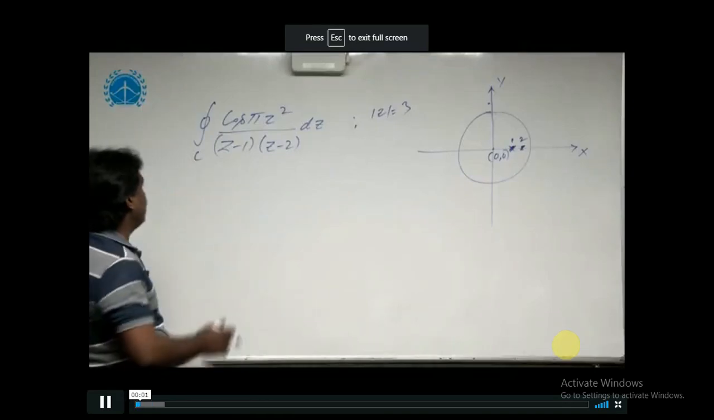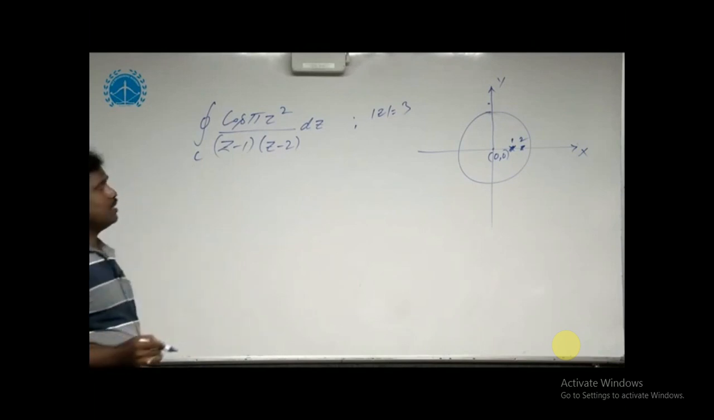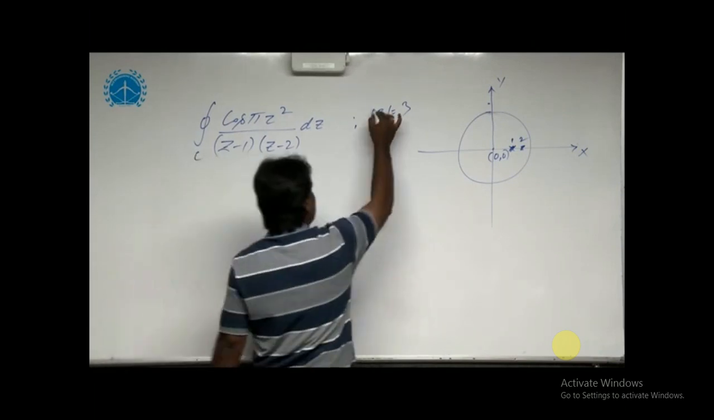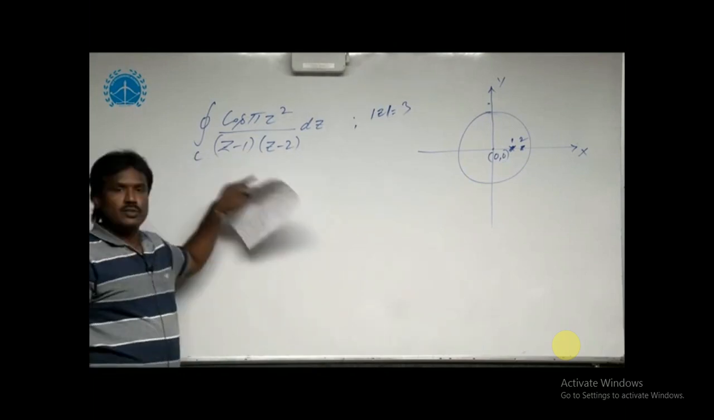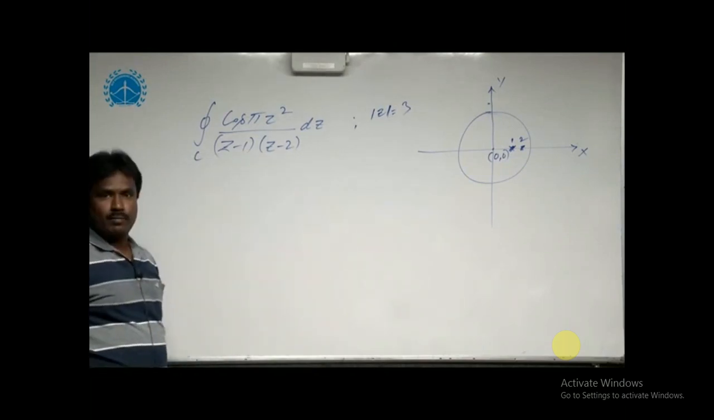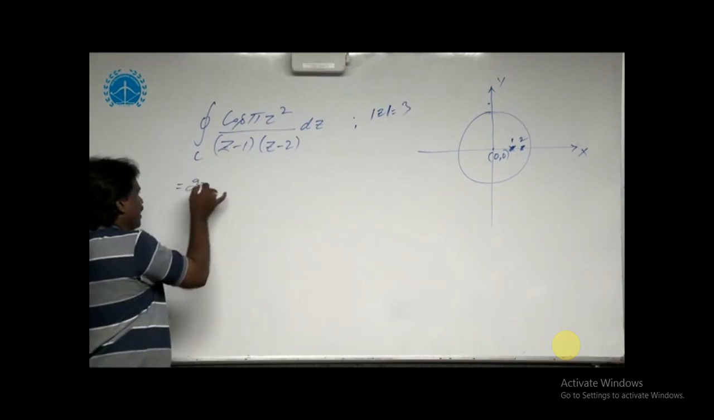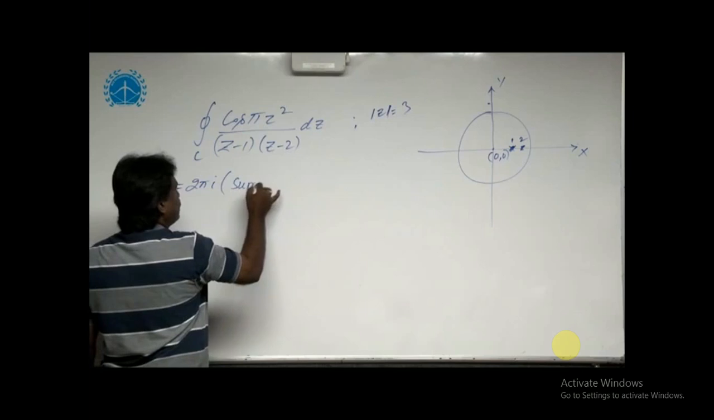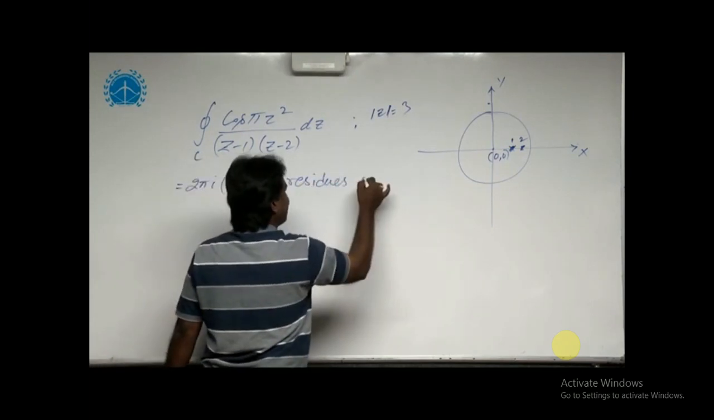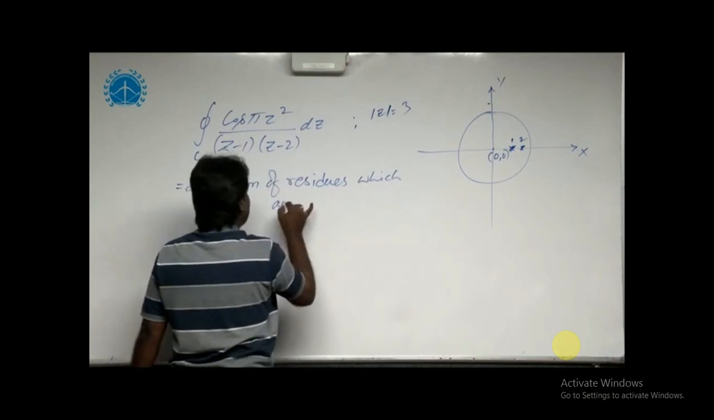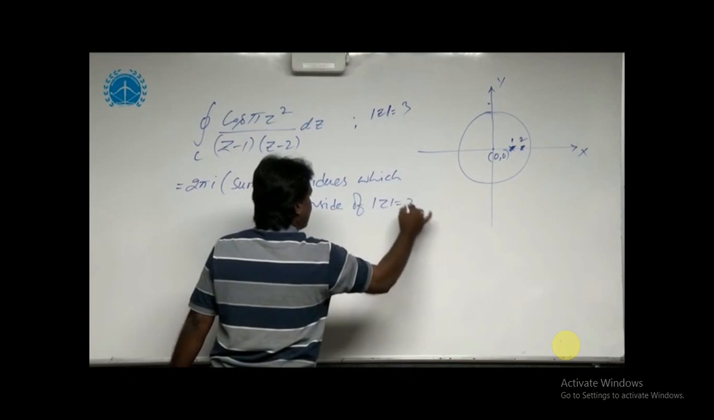So the integral around C of cos pi z square by (z minus 1) into (z minus 2) dz, where C is the circle mod z is equal to 3. This can be evaluated by using the residue theorem or by using the integral formula. I am just using the residue theorem. What is the residue theorem here? 2 pi i into the sum of residues, the sum of residues which are inside the given C, mod z is equal to 3.